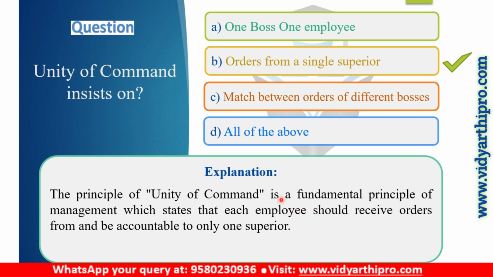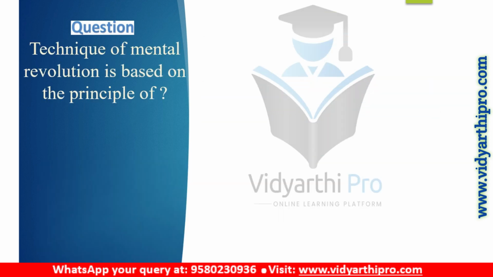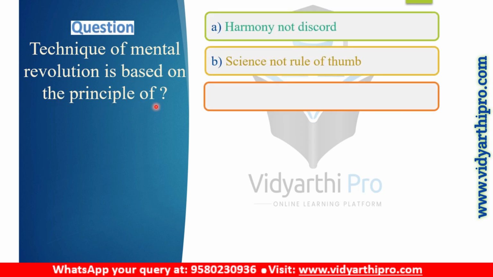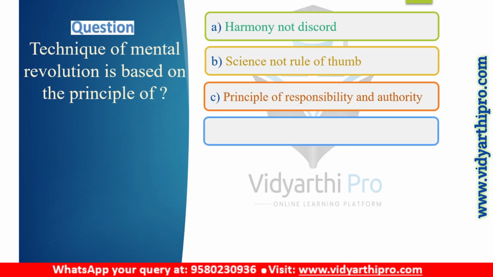The principle of unity of command is a fundamental principle of management which states that each employee should receive orders from and be accountable to only one superior. Our next question is technique of mental revolution is based on the principle of what? Options are option number 1, harmony not discord. Option number 2, science not rule of thumb. Option number 3, principle of responsibility and authority. And option number 4, all of the above. And the correct answer for this question is option number 1, harmony not discord.